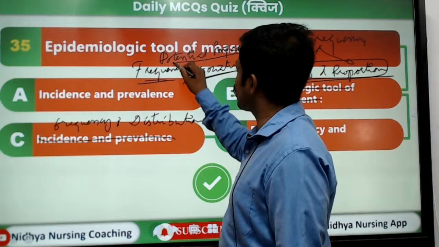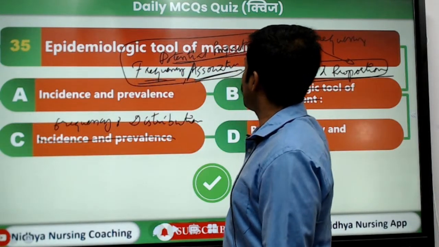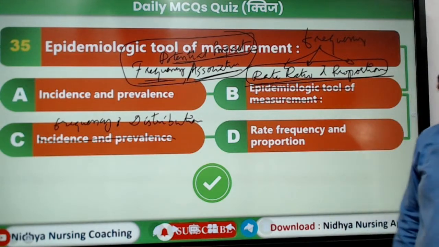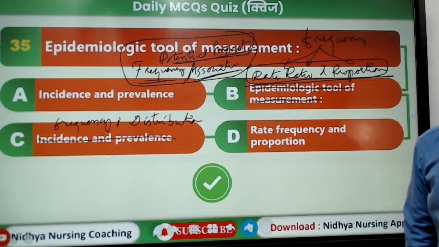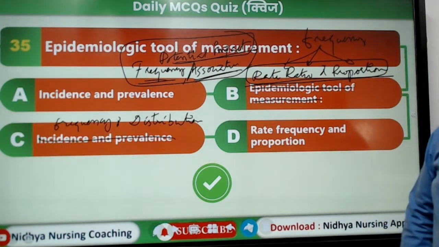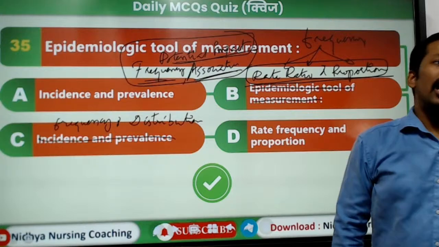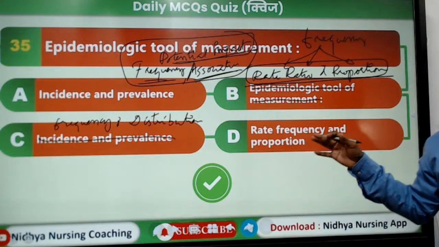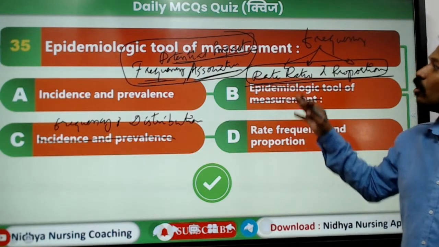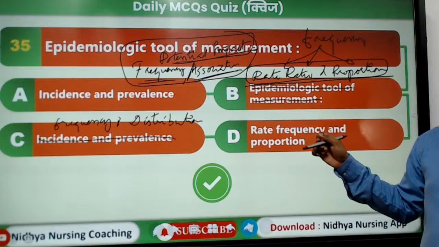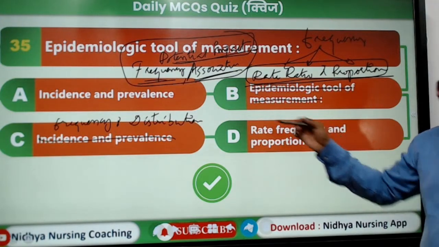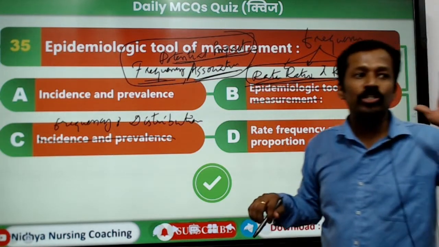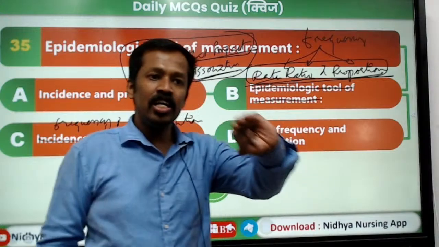Frequency, association, potential impact. These are generally termed as epidemiological tools of measurement. Here, association and potential impact are not there. The only thing we can see is the different measures of frequency. What are they? Rate, ratio, proportion. Rate, ratio, proportion are different types of frequency.